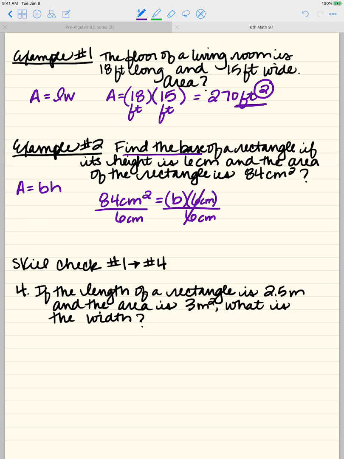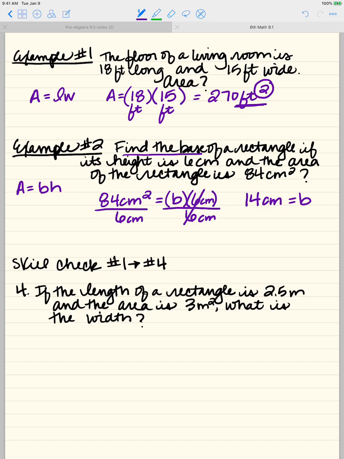We're left just with B equal to something. That's exactly what we want. And 84 divided by 6 is 14. Centimeters squared divided by centimeters leaves us 1 centimeter unit. So we have a centimeter, okay? So the base of this is 14.